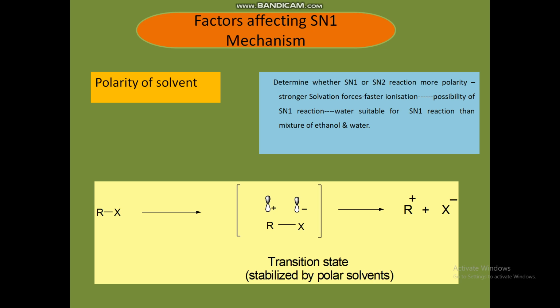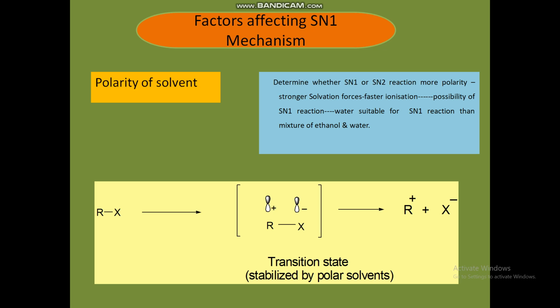Factors affecting SN1 mechanisms. First one is the effect of the polarity of the solvent. The polarity of the solvent is very important in nucleophilic substitution reactions. It determines whether the reaction is SN1 or SN2. So the polar solvents favor the SN1 reactions only.